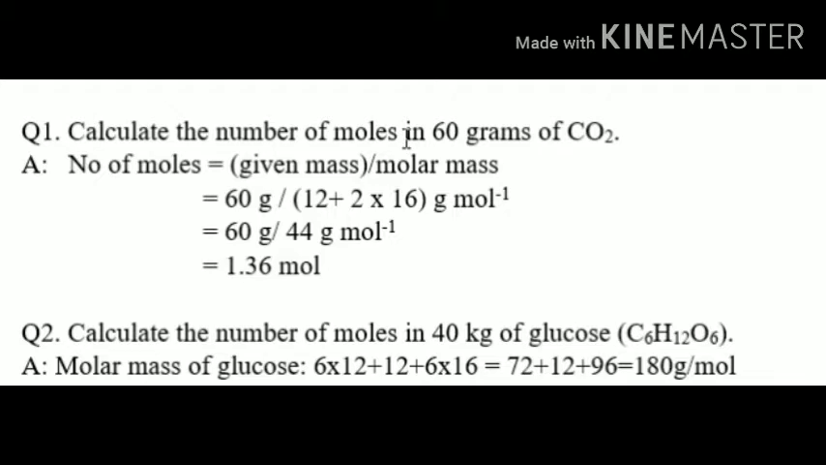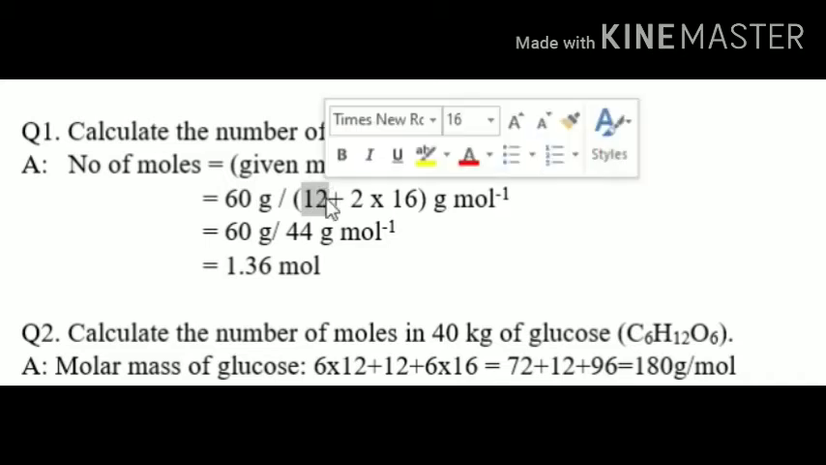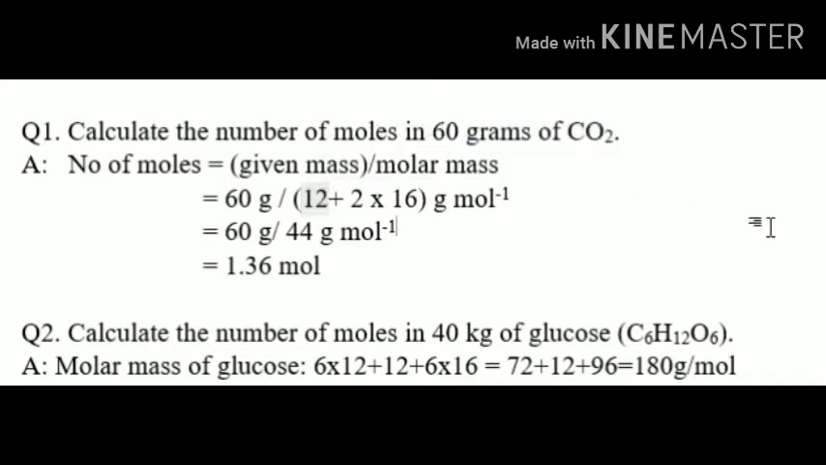Calculate the number of moles in 60 grams of carbon dioxide. Okay, so the given mass is 60 gram. So number of moles equals given mass by molar mass. Given mass is 60 gram; molar mass is, mass of carbon is 12, mass of oxygen is 16. So 12 plus 2 into 16 gram per mole. If I write the molar mass, I have to write it in gram per mole.